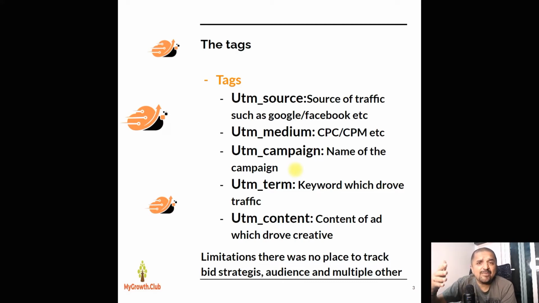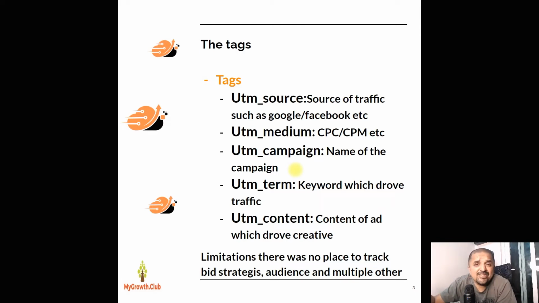Then you had UTM Campaign. UTM Campaign was used to pass the campaign name, the campaign which actually drove the traffic irrespective of source or medium. Then you had UTM Term. UTM Term was used to pass the keyword from which the traffic was driven. This was only applicable, of course, for paid search or search engines. Then you had UTM Content. UTM Content was used to pass details of the creative or the ad which actually drove the traffic.